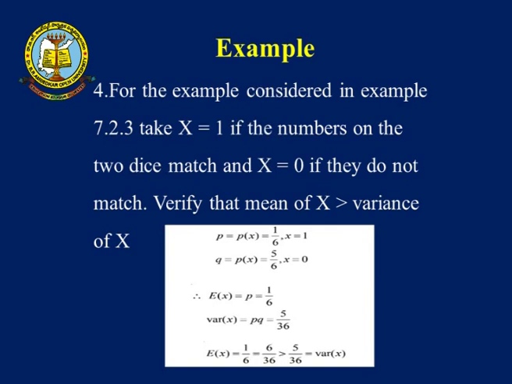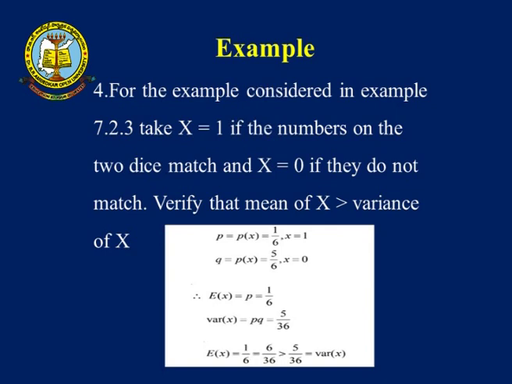0 into p is 0, and 1 into p is 1 by 6. So the average value is 1 by 6. That is 6 by 36, which is greater than 5 by 36. Hence, we proved this.